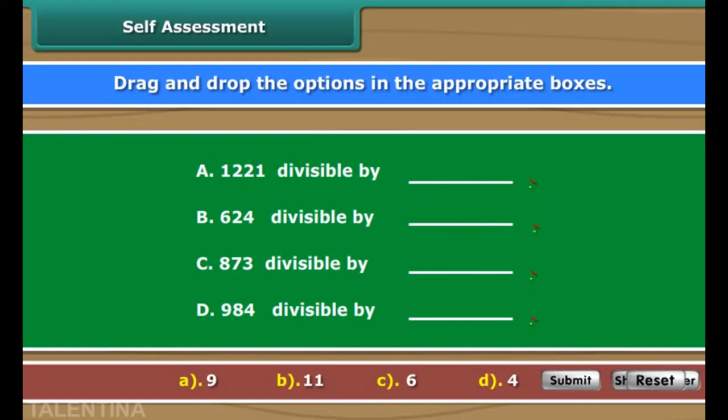Self-assessment. Test the divisibility of the given numbers. Drag and drop the options in the appropriate boxes.